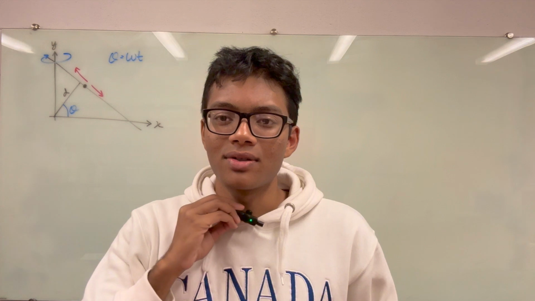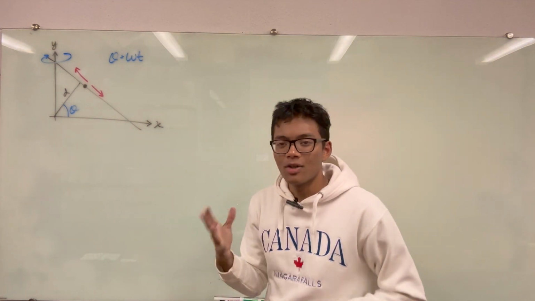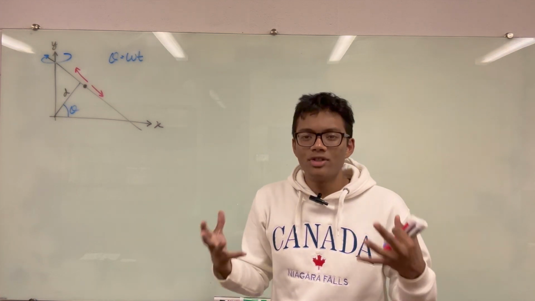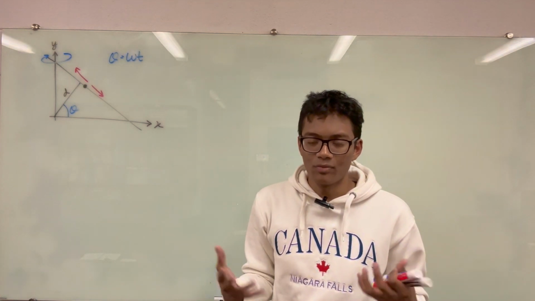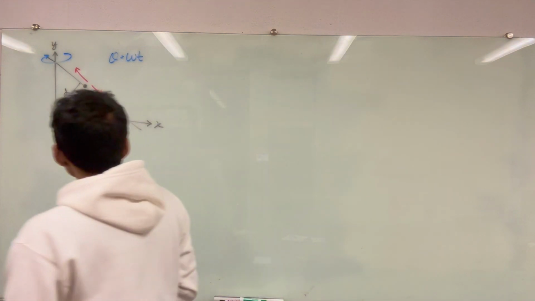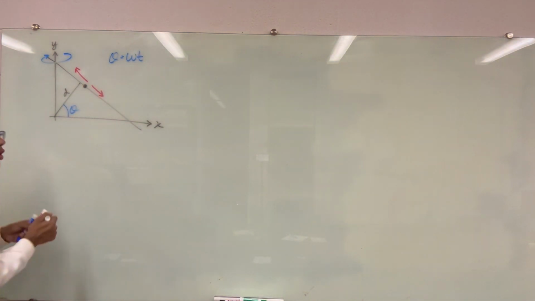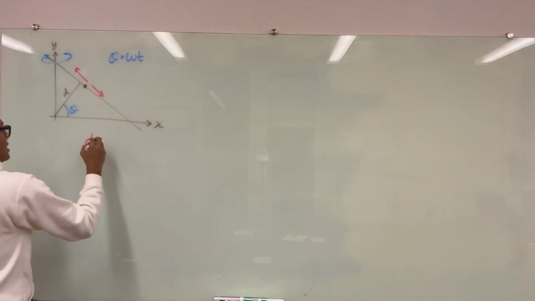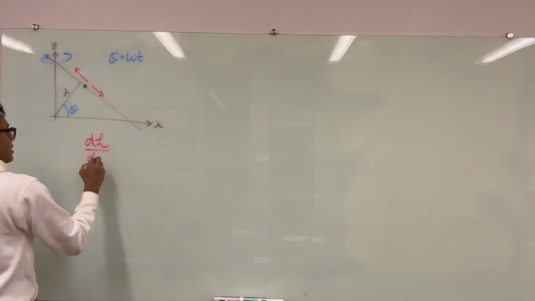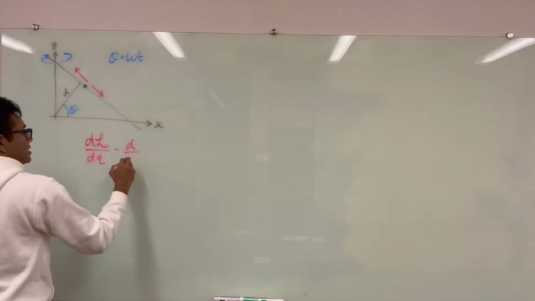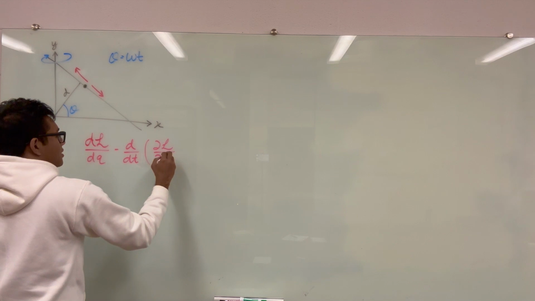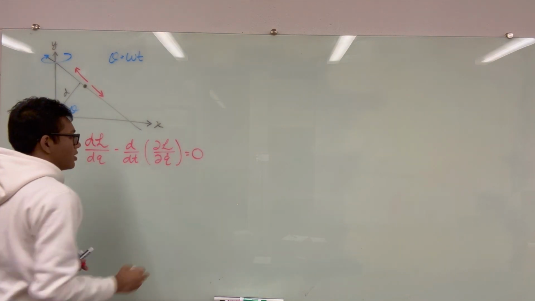Let me make sure the mic is miking. Okay, good. So to answer this question, the first thing we want to do is identify the generalized coordinates of the system. What do I mean by that? Well, the generalized coordinates of a system come from the Euler-Lagrange equations. That says that ∂L/∂q minus d/dt of ∂L/∂q̇ is equal to 0.